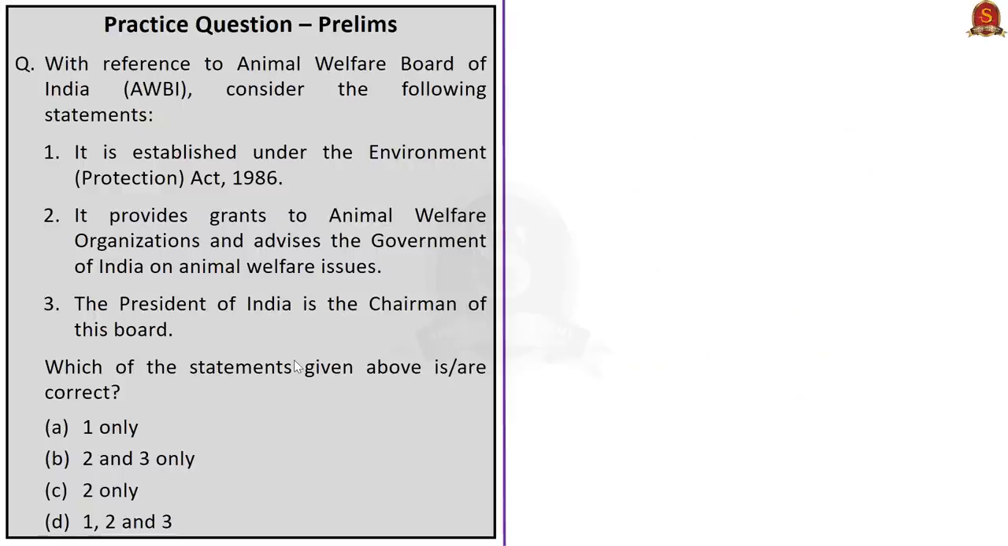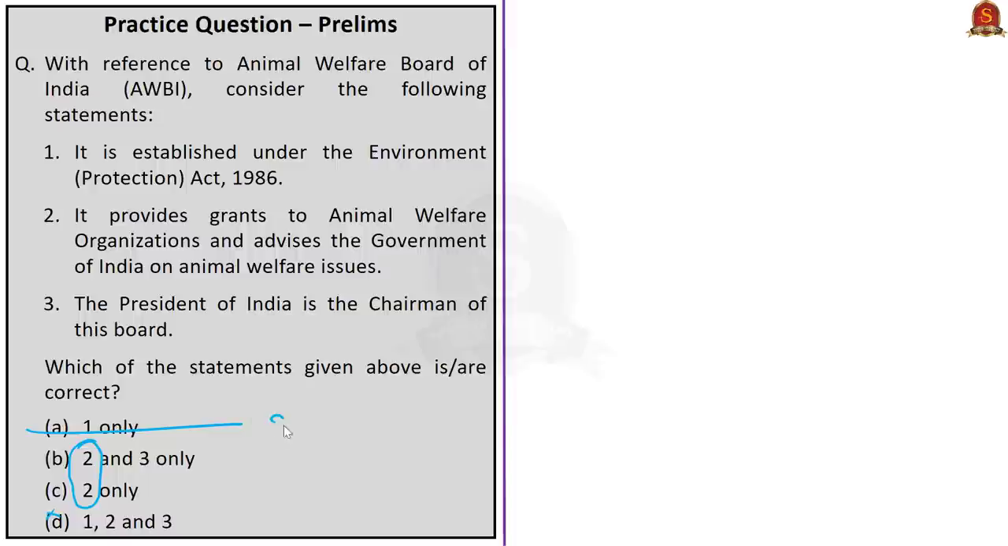Now see this question on Animal Welfare Board of India. Three statements are given. They are asking which of the statements given above are correct. It is established under the Environment Protection Act of 1986. This is incorrect. See, it was established in 1962 under Section 4 of Prevention of Cruelty to Animals Act of 1960. Second statement, provides grants to animal welfare organizations and advises Government of India on animal welfare issues. This statement is correct.